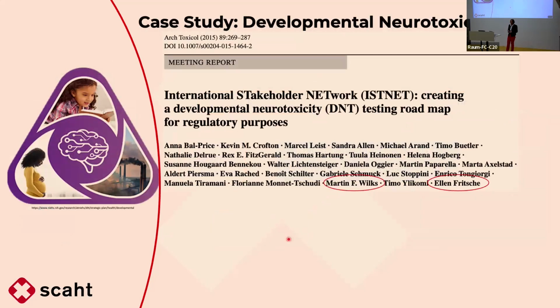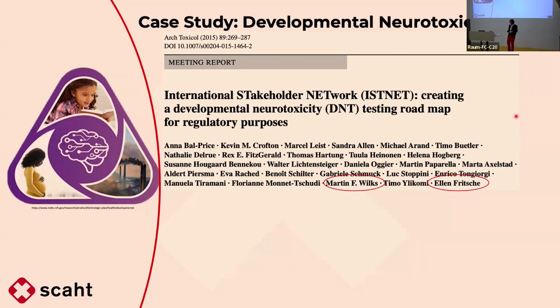Okay, for the developmental neurotox, or DNT, we had actually also in 2014 this international stakeholder network for DNT, and I brought this because it actually took place in Zurich, and it was organized by Martin Wilks from SCAT, so he is here amongst the authors. And this was the very first time that I got in contact with SCAT. Before that, to be honest, I didn't know it even existed. So that was the first contact with Martin, and since then we've been having a really nice scientific relationship.